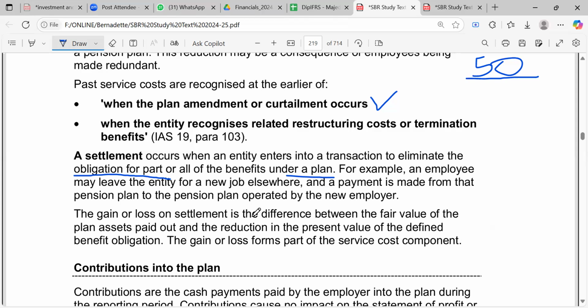We are talking about the gain on settlement. It is the difference between the fair value of the plan assets paid out and the reduction in the present value of the defined benefit obligation. That's what we said. You reduce the obligation by 200, and we have paid 150. Of course, that 150 should be paid from plan assets. You have the assets to use to settle the obligations, right?